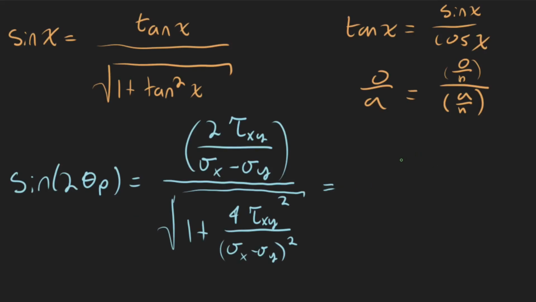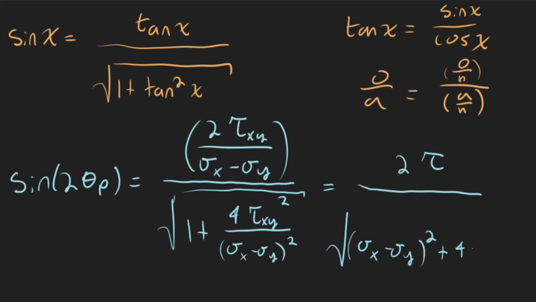this is equal to twice our shear divided by the square root of, now if I have this 1 over sigma x minus sigma y and I bring it into the square root, it's going to become squared and it's going to distribute across each of these terms. So I'm going to have sigma x minus sigma y quantity squared plus 4 times the shear squared, and then this is going to be inside the square root.